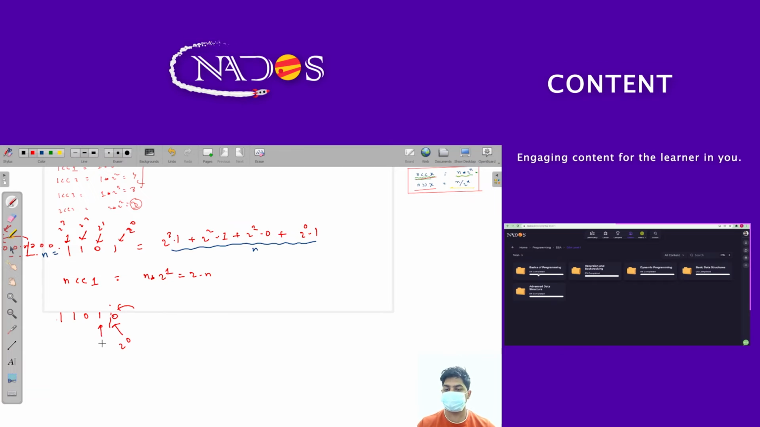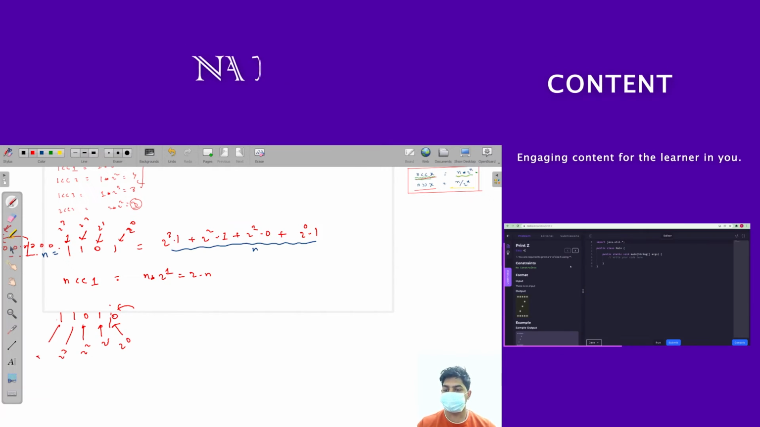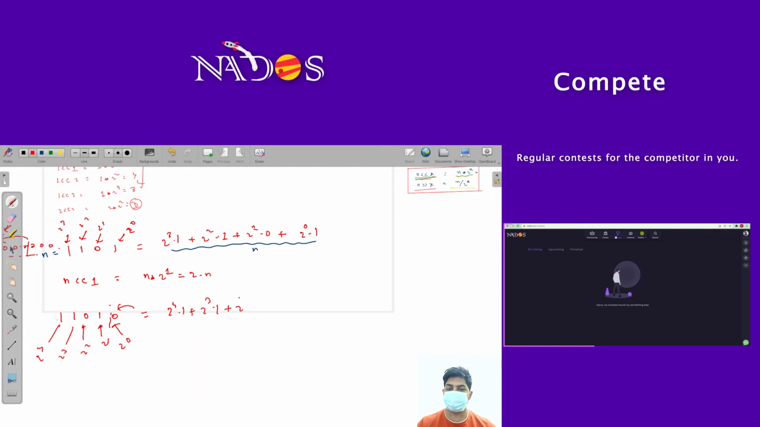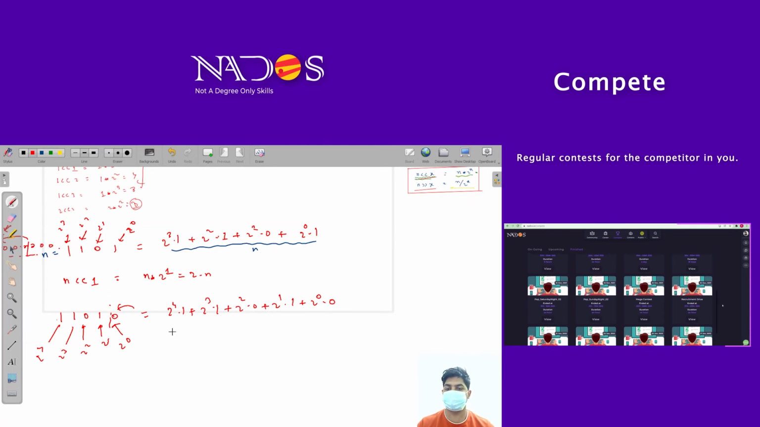2 raised to power 0, 2 raised to power 1, 2 raised to 2, 2 raised to 3, 2 raised to power 4. So if we write this number, this is equivalent to what? 2 raised to power 4 into 1, 2 raised to power 3 into 1, 2 raised to power 2 into 0, 2 raised to power 1 into 1 plus 2 raised to power 0 into 0.